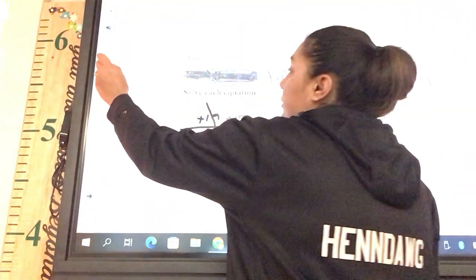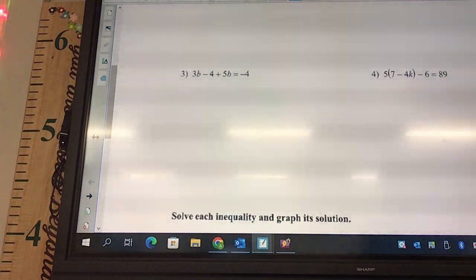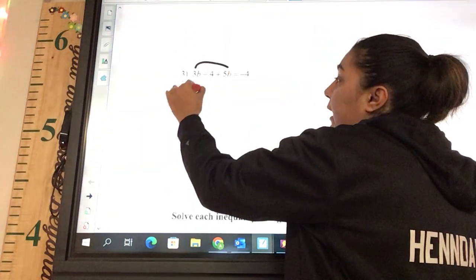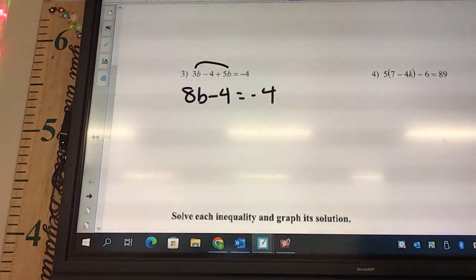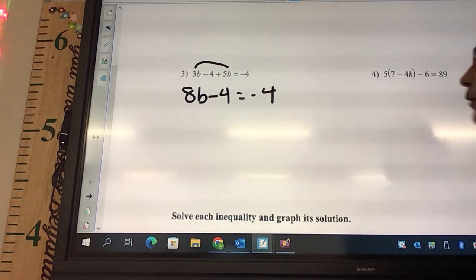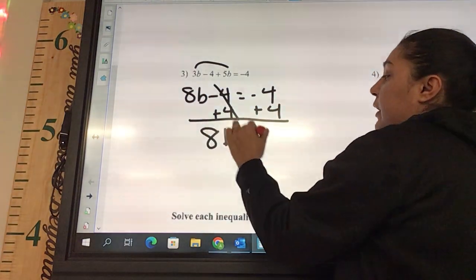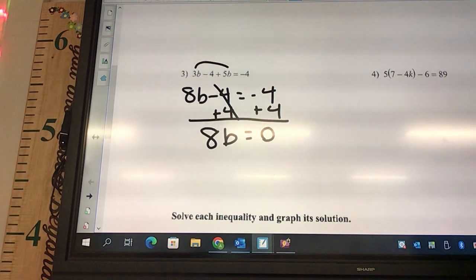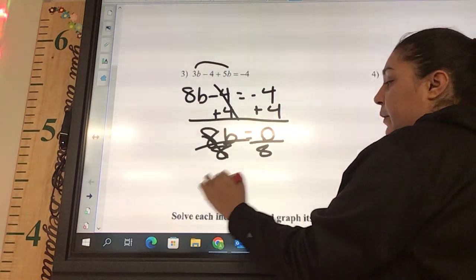Okay, look at number 3. What needs done first? Okay, we can add 4. Okay, we can combine first. So you're going to get 8b minus 4 equals negative 4. Okay, and then what? Plus 4, good. So you're going to get 8b equals 0. And then divide by 8. So you're going to get b equals 0.